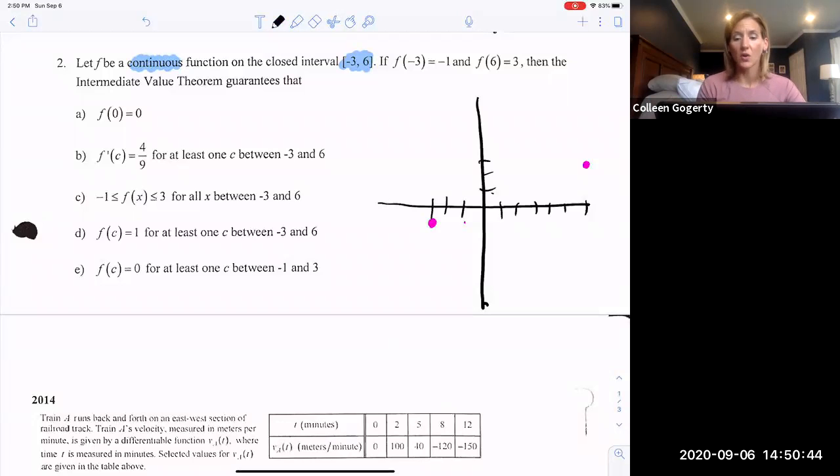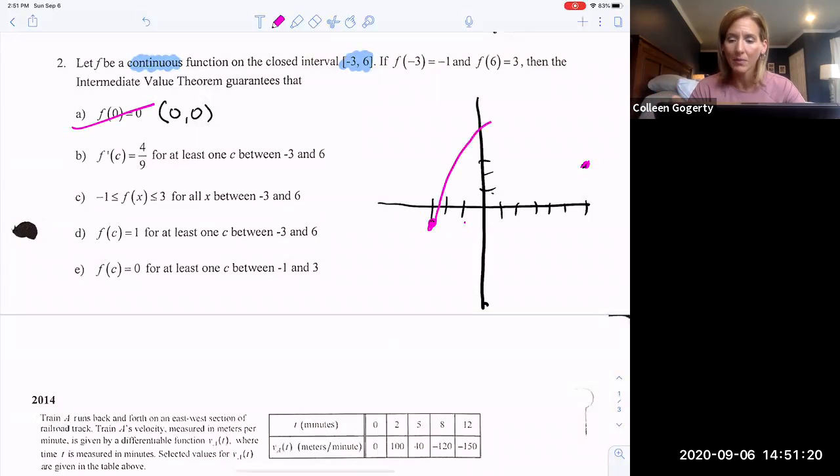Okay, so the graph starts here at (-3, -1) and ends at (6, 3), because we read our graph from left to right. We know it's continuous. Okay, so which of these can we conclude? Do we know for sure that we have a point at (0, 0)? If we started graphing from the first point to the second point, do we know that (0, 0) is going to be on there? No way. I have no clue what is happening.